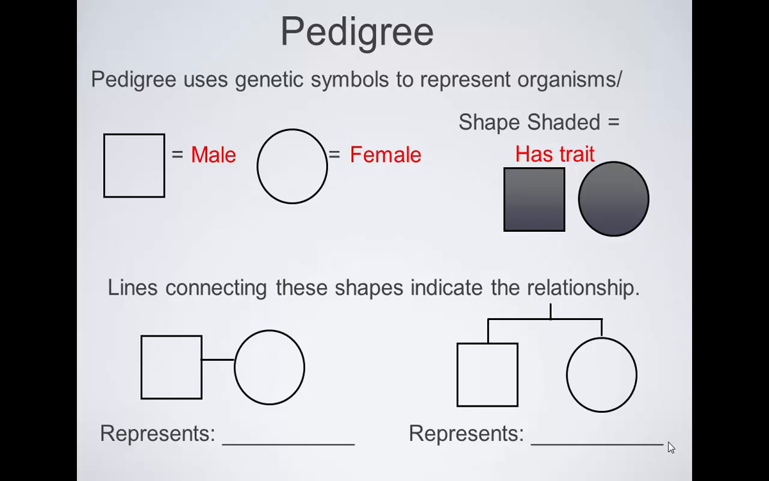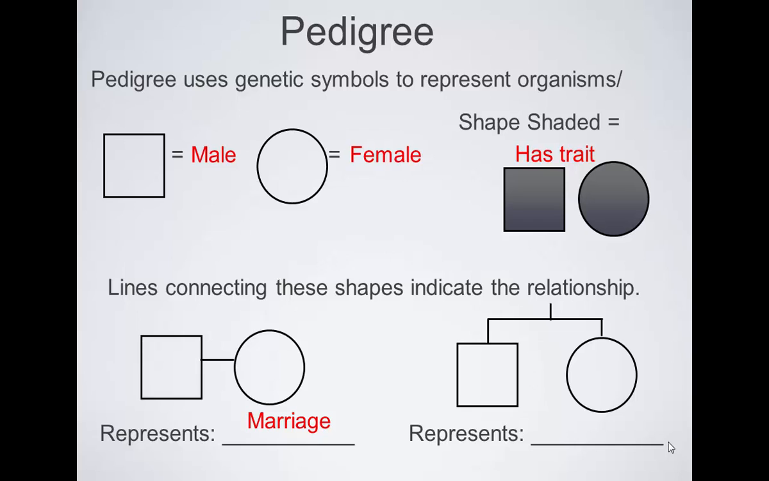But the other part is about how we connect these symbols. If we're trying to indicate that two people are married or that two people had children together, we connect them side to side, directly across from each other. That symbolizes married or having children.